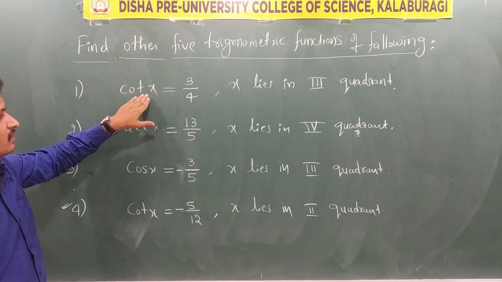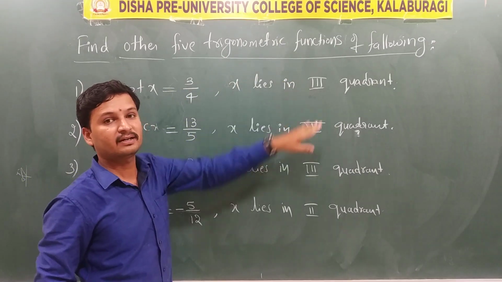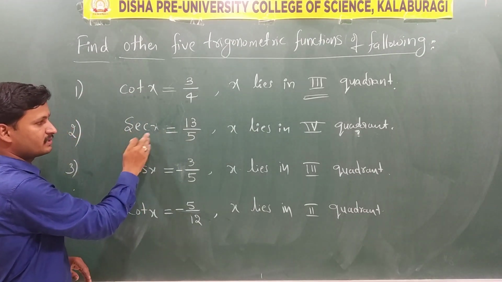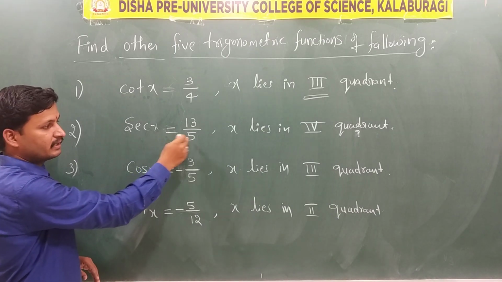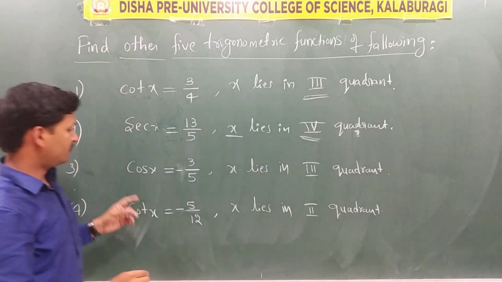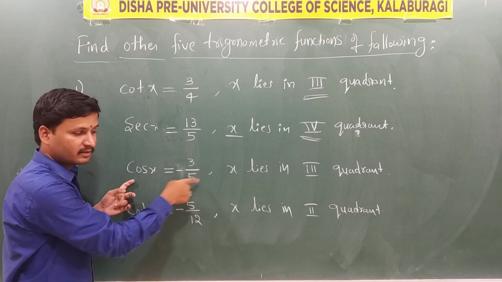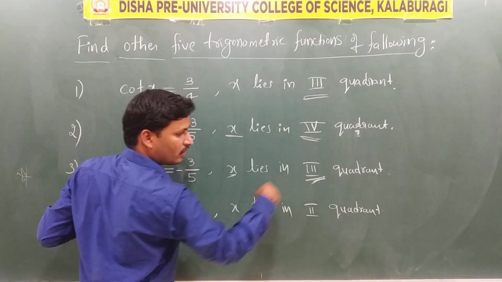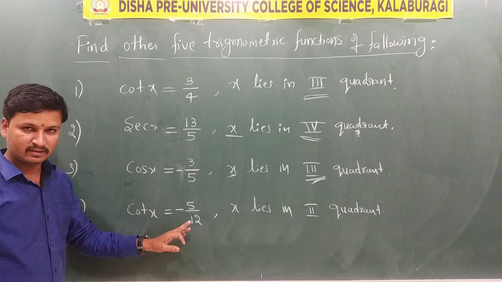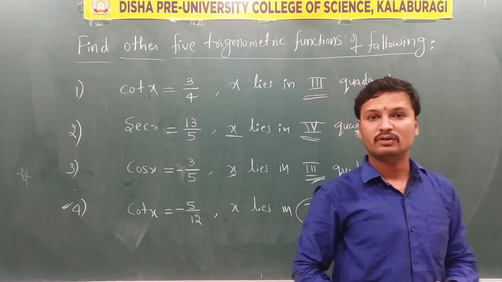Okay, so first one, cot x is equal to 3 divided by 4, where your angle lies in the third quadrant. Okay, so find the other 5 trigonometric functions. Second one, secant x equals plus 13 divided by 5. Again here angle x lies in the fourth quadrant. Okay, and third one, cos x is minus 3 divided by 5. Angle x lies in the third quadrant. And lastly fourth one, cot x is equal to minus 5 divided by 12, and x lies in the second quadrant, and find the other 5 trigonometric functions.